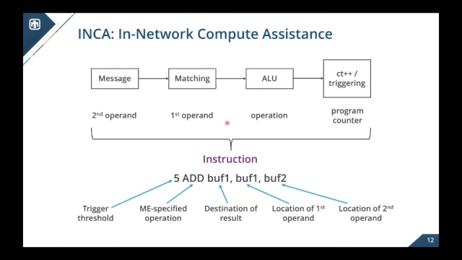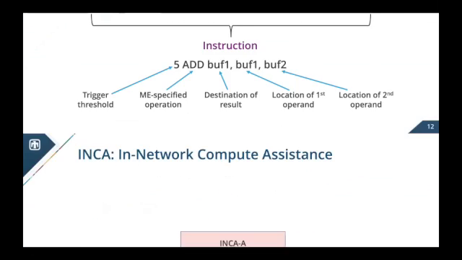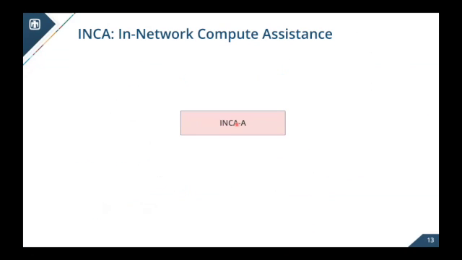Okay, so what we did then is, if you've ever tried coding with triggered operations, you will know it's a huge pain in the neck. And so one of the things we did is we tried to abstract this a bit further and stick it into the context of an ecosystem, which we call INCA, or in-network compute assistance. The basic idea is that we can encapsulate this primitive of an instruction in terms of something that looks like this. It looks a lot like an assembly language, and it has all the different components of the instruction up here. Once you put all those together into a language, we have something we call INCA A, for INCA assembly.